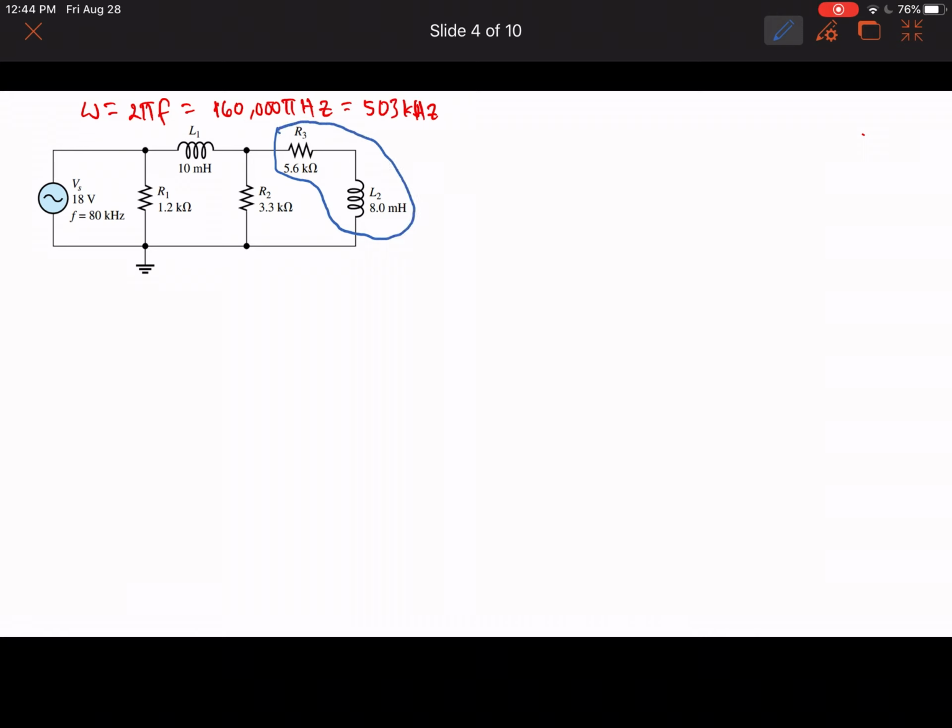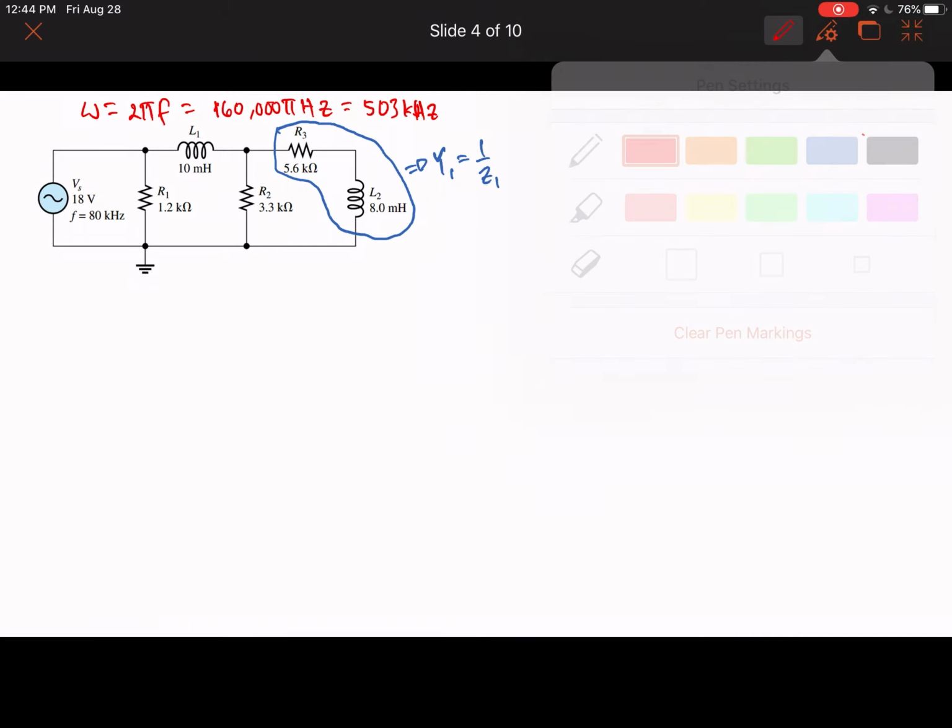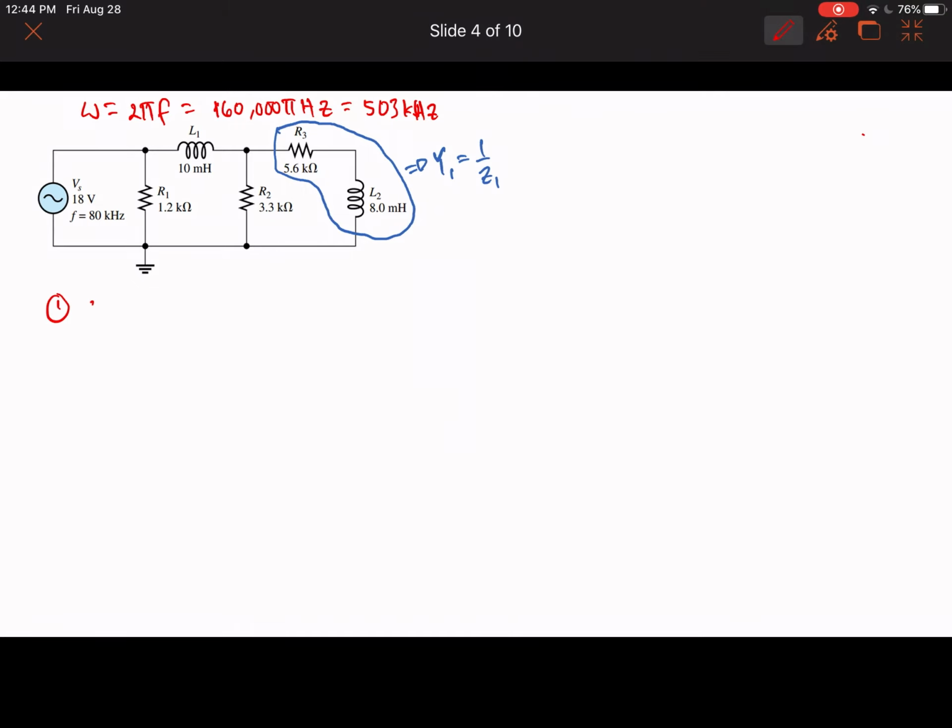These two are in series, and we are going to solve for the equivalent admittance Y1, but in order to do that, we also need the equivalent impedance, which is Z1. So Y1 is just the reciprocal of Z1. Okay, so first, let's combine R3 and L2. Since R3 is a real value, then L2 is part of the complex component of Z1.